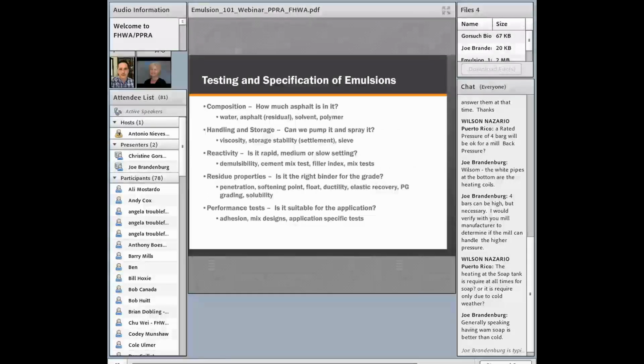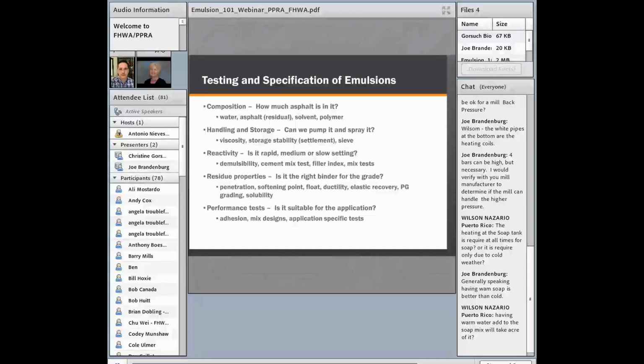So depending on the type of emulsion that we have and the application we're going to use it for, there's a number of different tests and specifications that we have. And really the purpose of these specs and tests are ways that we can determine if we've actually formulated the emulsion that we want, and we've got the properties that we need for our application, and we want to be able to try to predict how it's going to behave when we actually use it in the field.